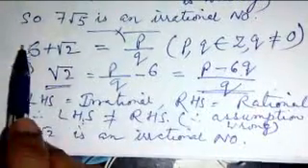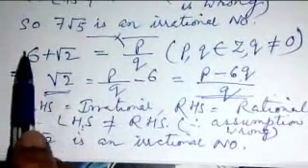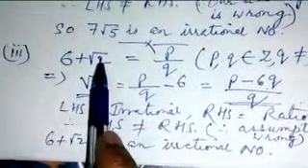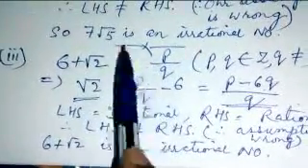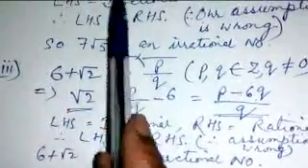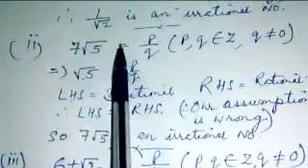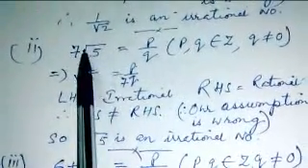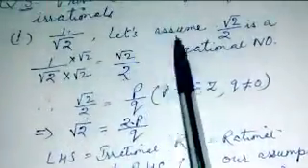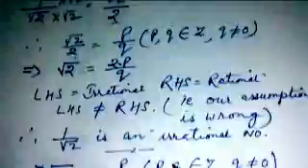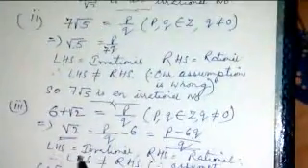Here we can start the question by stating: let 6 plus root 2 be a rational number, as we did in the first part. In the second part also we can write: let 7 root 5 be a rational number. Then write these steps. In the first part we have already shown, let's assume this is a rational number. In the same way we can write it in the second part and also in the third part. That's all.